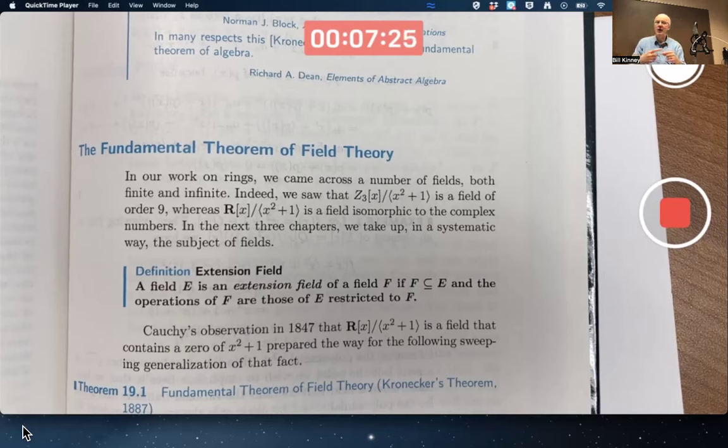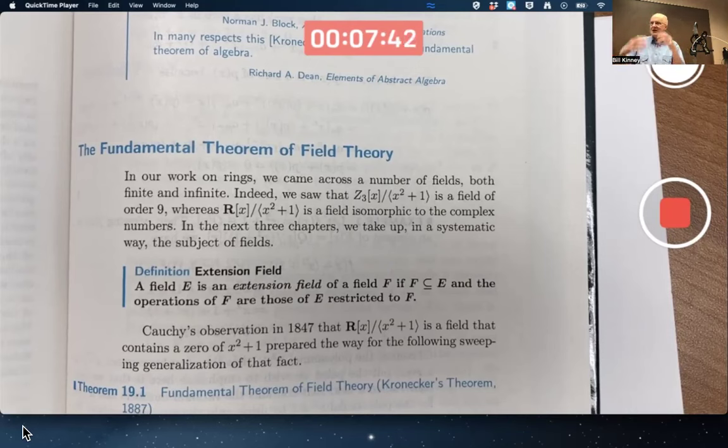Here, in going more in depth into field theory and these extension fields, we have a different purpose. We've got a field that in some ways you might call defective. We can't factor our polynomial over this field, for example. It might be irreducible. So the question is, can we make a bigger field, an extension field, that does contain the roots of the polynomial? It does allow us to factor the polynomial. And that's what we do.